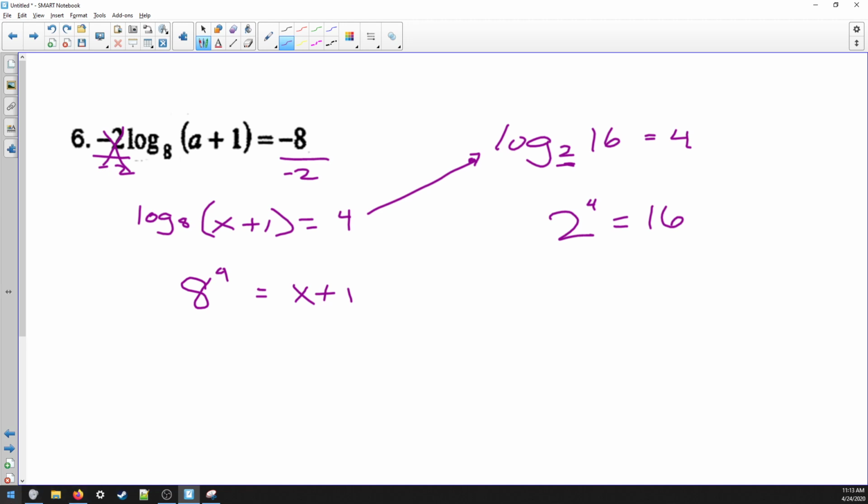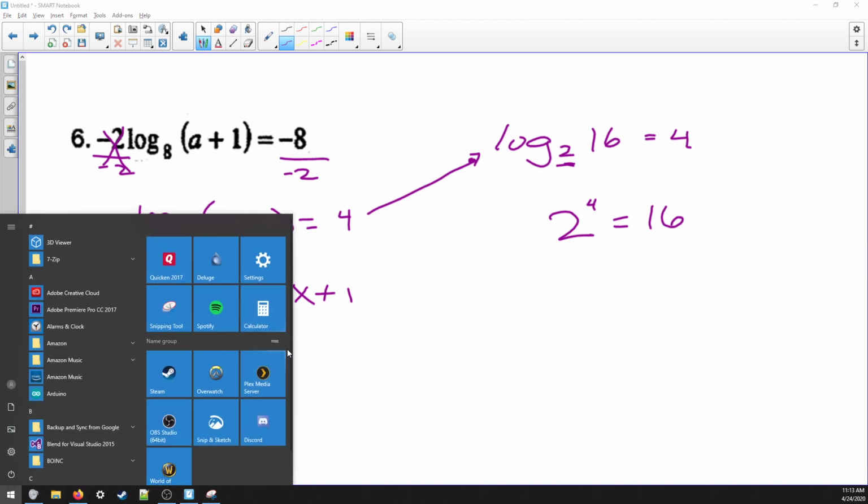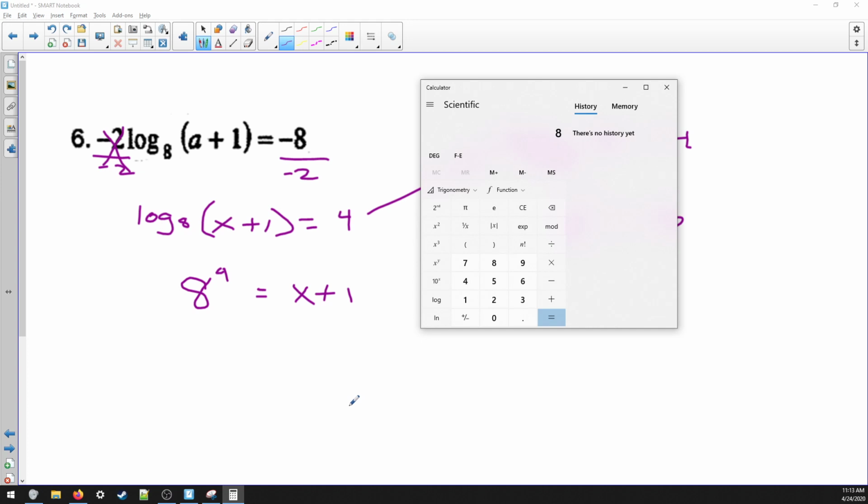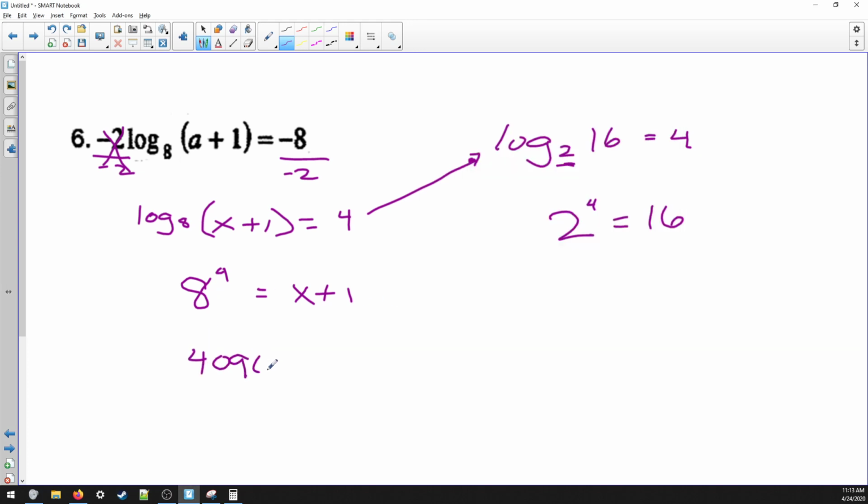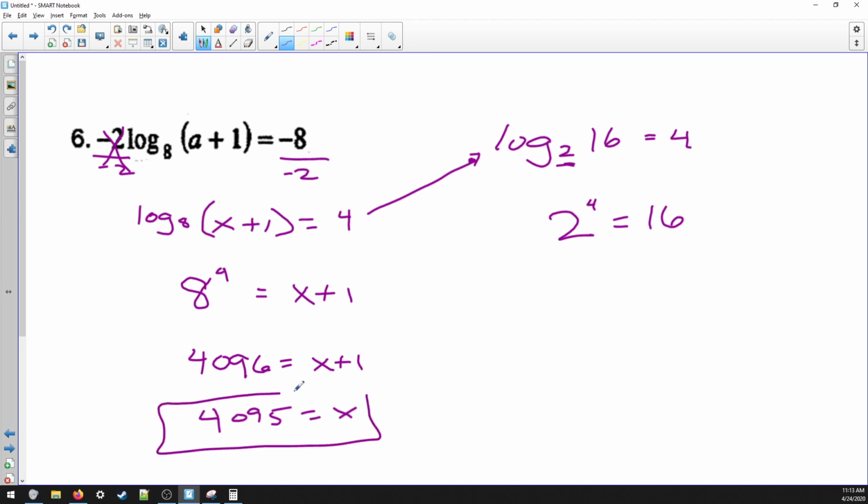So now I got a little calculator work to do. Let me grab my calculator, okay? So 8 to the 4th power, so I'm going to use x to the y, 4, is 4,096, okay? So I'm going to say that is 4096, okay? And then if I just subtract that 1 over, I get 4095, okay? That's x, okay? So that would be the value that you want to put in here for A.